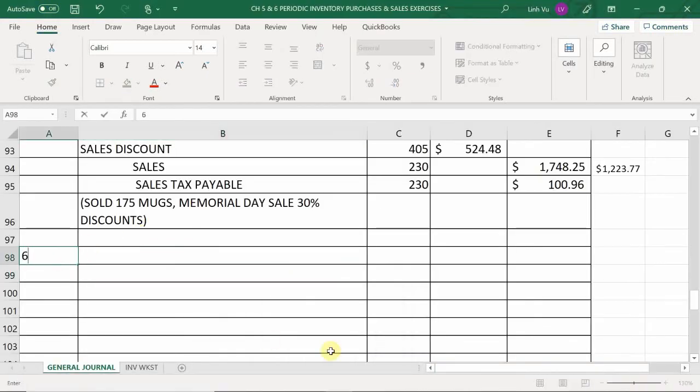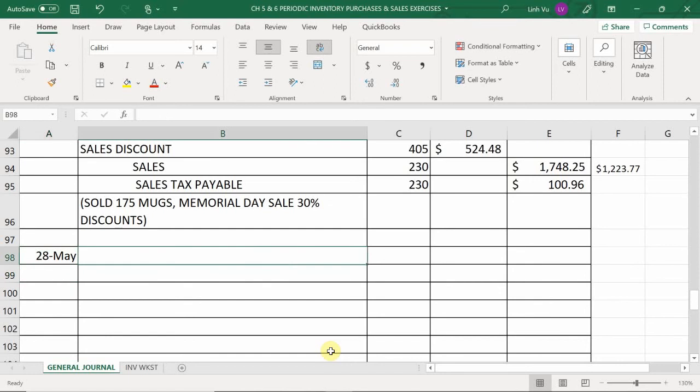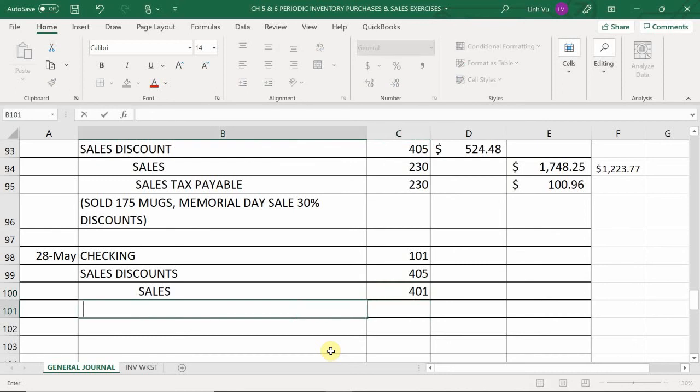Okay, so here you go. It is May 28, excuse me. We recognize that because he paid with a Visa credit card, it's going to go directly to our checking account, which is account 101. We recognize there's going to be a sales discount because we gave him a 10% discount. We sold something to him, so there's your sales. And of course, because we are selling a product to him, we are obligated to charge sales tax.